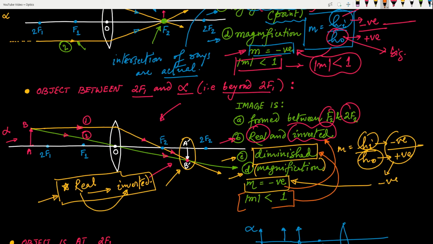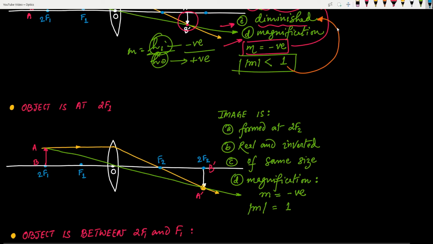Now let's move on to our next location, when we will keep the object at 2f1 and we'll check how the image will be produced and what are the properties of that image. Okay, now let's look into that. Now let's look into our next location, that is when the object is kept at 2f1. Very simple. As you can see in the diagram, the ray diagram has been explained here.